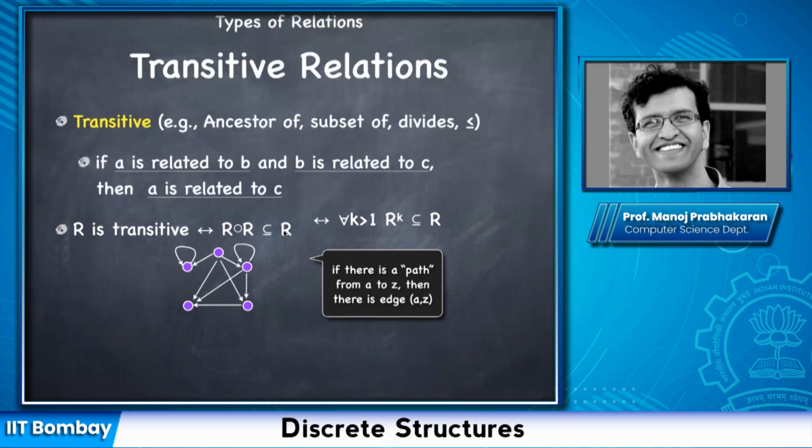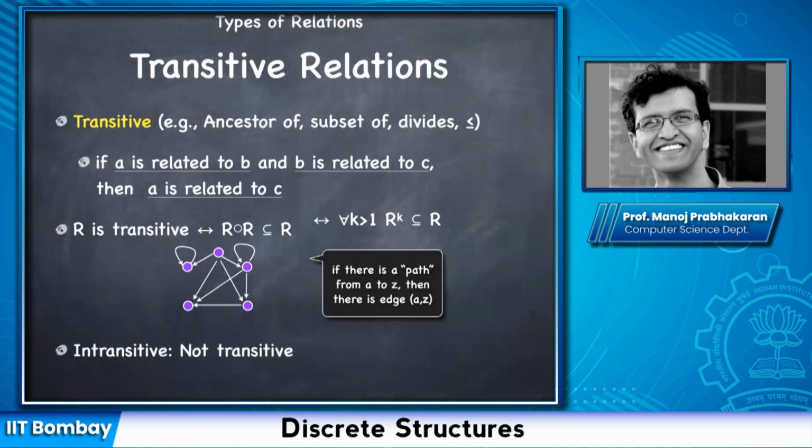So R to the k is equal to R to the k minus 1 composed with R, which is a subset of R composed with R, which is a subset of R. Okay, so the whole thing is a subset of R.